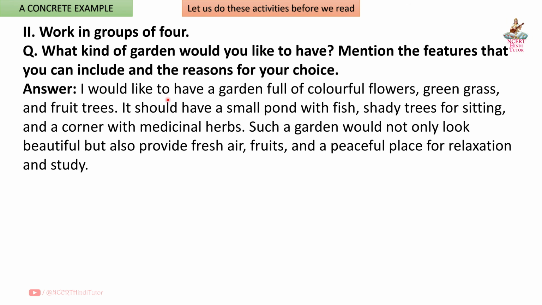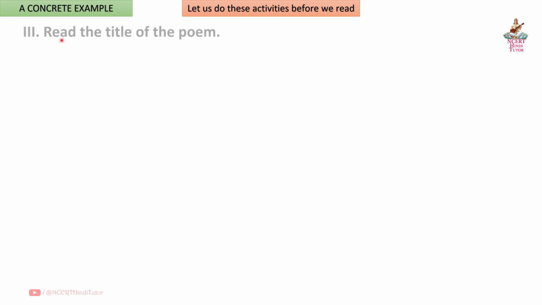Answer. I would like to have a garden full of colorful flowers, green grass, and fruit trees. It should have a small pond with fish, shady trees for sitting, and a corner with medicinal herbs. Such a garden would not only look beautiful, but also provide fresh air, fruits, and a peaceful place for relaxation and study. Third, read the title of the poem.